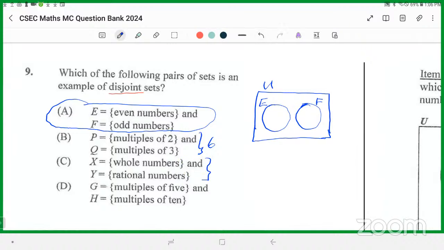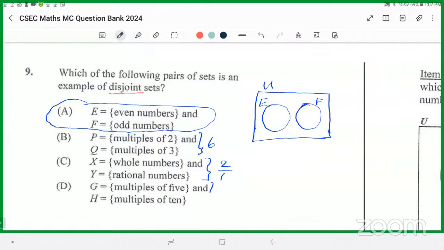Whole numbers and rational numbers. Every whole number is a rational number, because a rational number is one that can be expressed as a fraction. So for example, 2 is the same as 2 over 1. It is whole and it is rational. A rational number is a number that can be written as a fraction with a whole number numerator and denominator, except when the denominator is 0. So that one is not true.